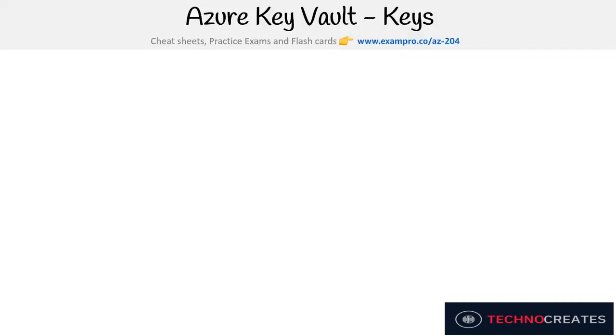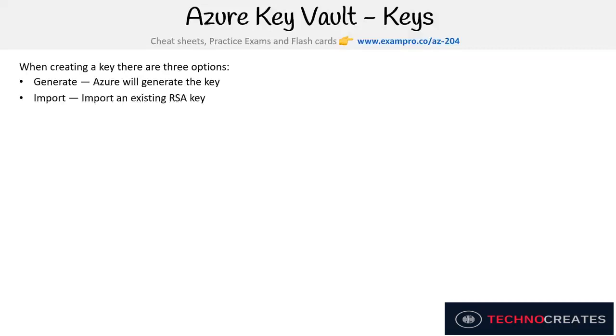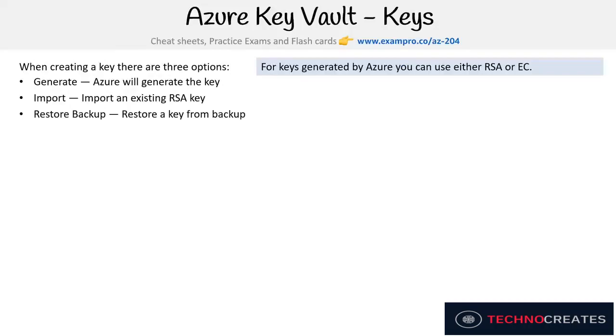So when creating the key, there are three options. We have generate, so Azure will generate the key, import an existing RSA key, and restore backup, so restore a key from backup. For keys that are generated by Azure, you can either use RSA or EC. Sometimes we see people say ECC, but in the UI they called it EC.